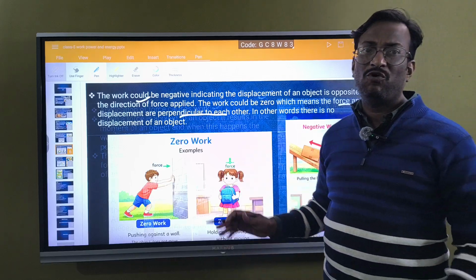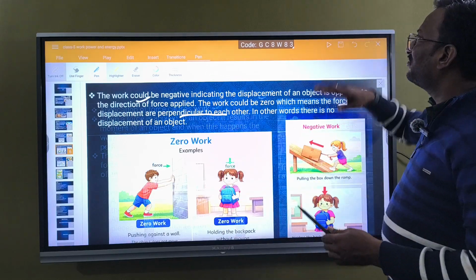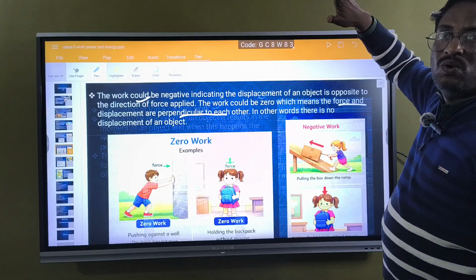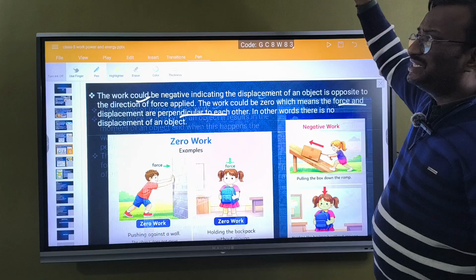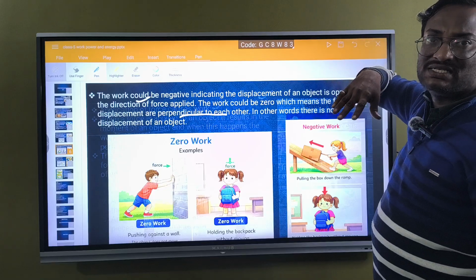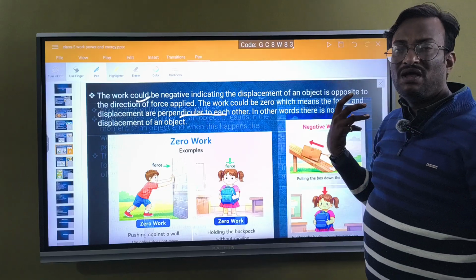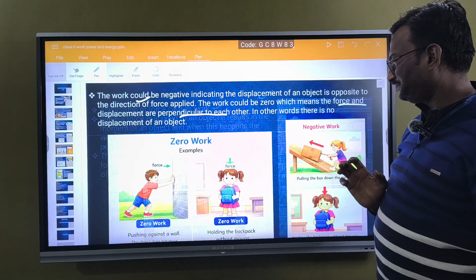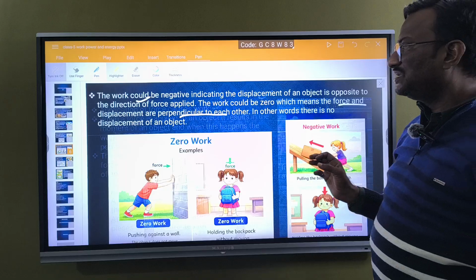I am applying a force on a wall. So this is the wall. I am applying some sort of force on this, but there is no displacement of this particular wall. So that itself indicates that I have not done any work. This is what we call zero work. Okay, so this is zero work.